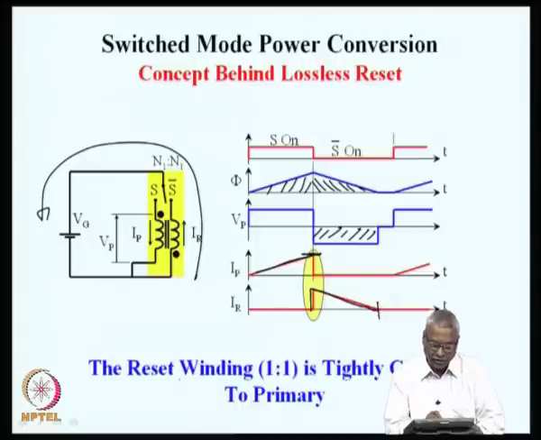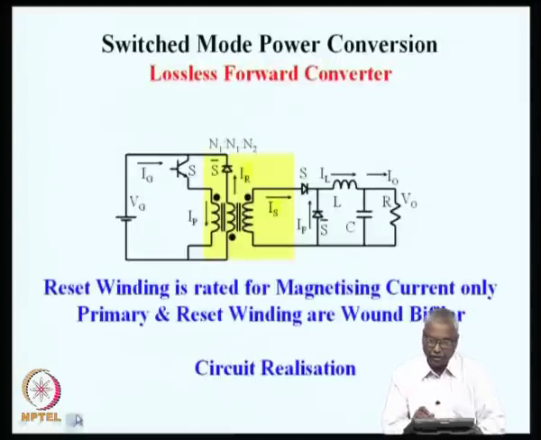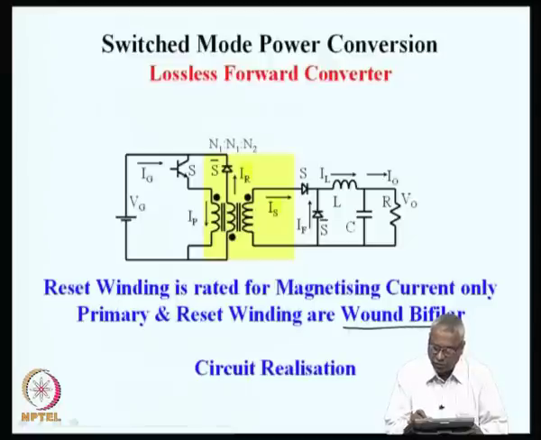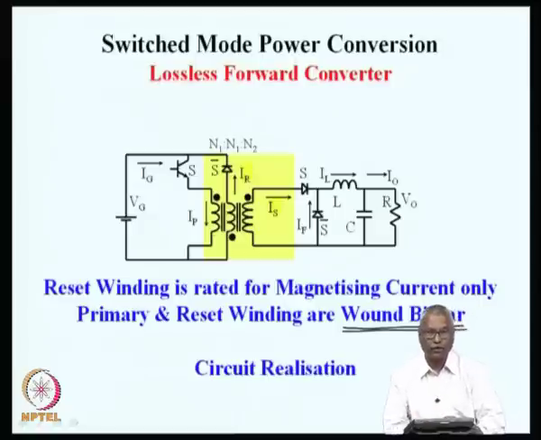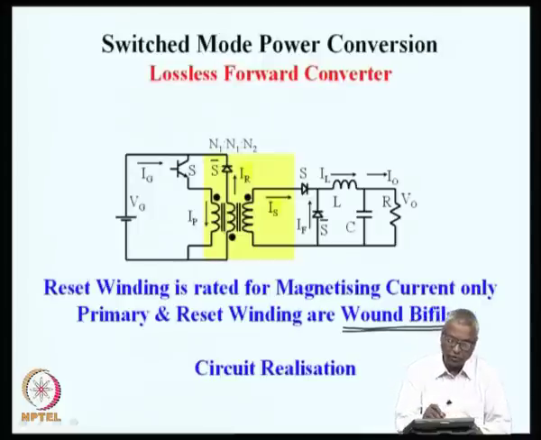As I said, the reset winding is tightly coupled to the primary winding. So, this winding is normally called bifilar winding. The two windings N1 and N1, the reset winding and the primary winding, are wound together with a turns ratio of 1:1 with the same number of turns, but only with the sense being different. The primary has the dot on the top and the reset winding has the dot at the bottom.